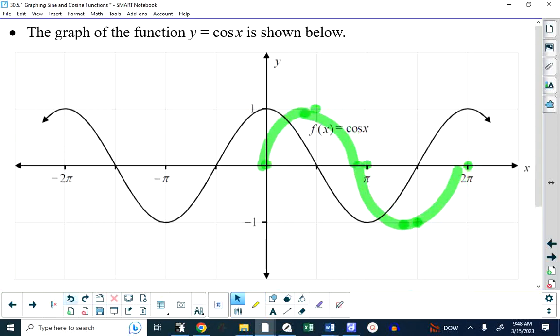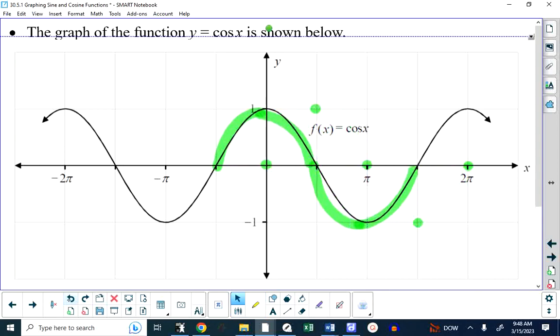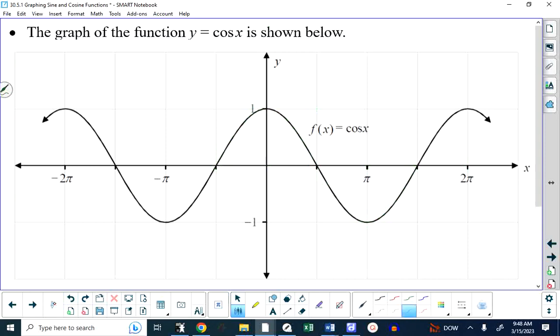The only difference is it doesn't start in the same place. So with cosine of x, this is the start point.